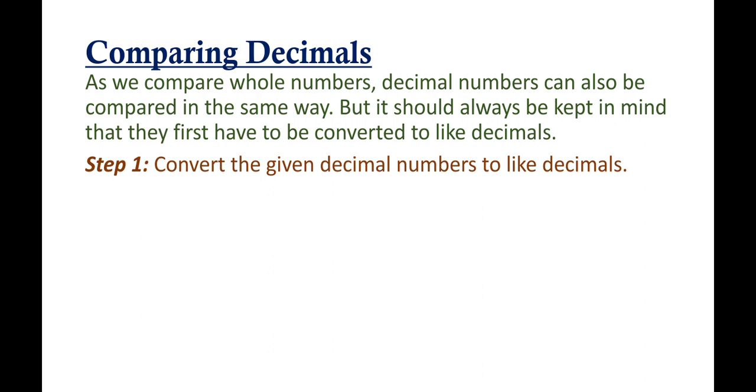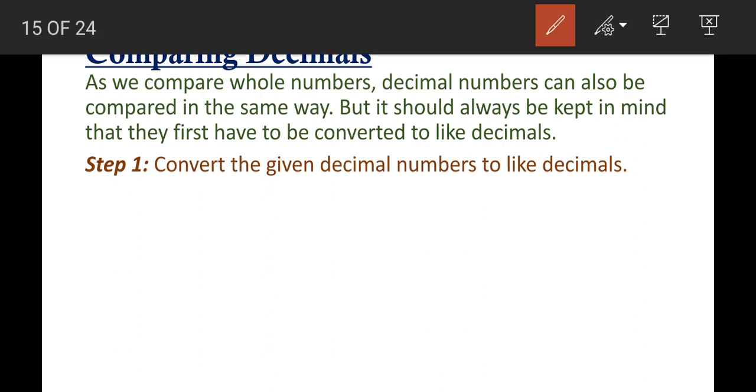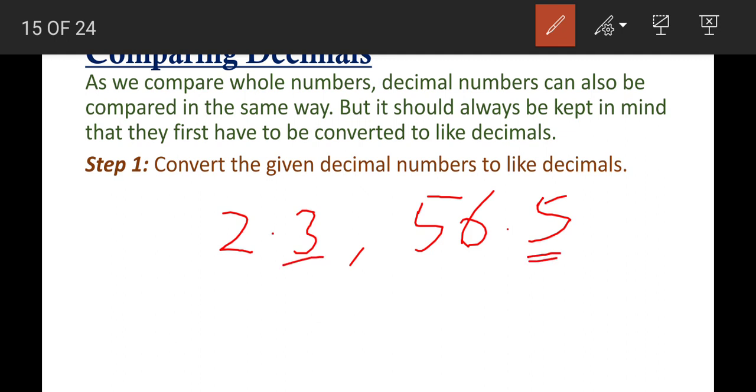Like decimals means, suppose you are given decimal numbers like 2.3 and 56.5. In all these cases the decimal point is up to the 10th place in both the cases, so we can say that these two are like decimals. If the decimal places are the same, this type of decimal is known as like decimals. Clear?